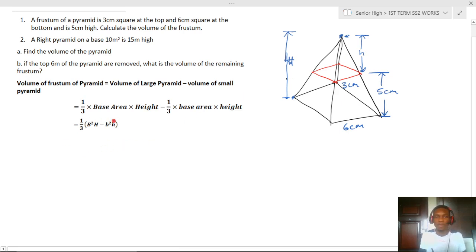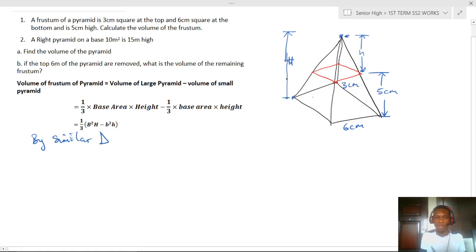Now, how do we get this h, the small height? We can get it by using similar triangles. I've shown you how to work with similar triangles already when working with the cone. So by similar triangles, I will equate the base and the height together. Let's start with the small one.